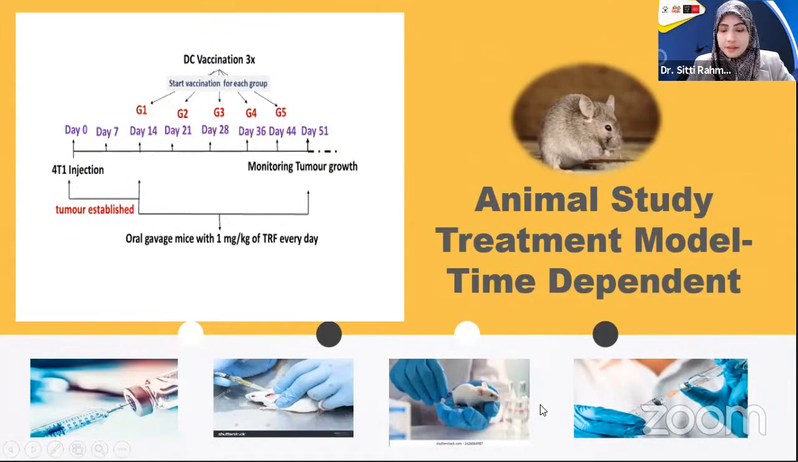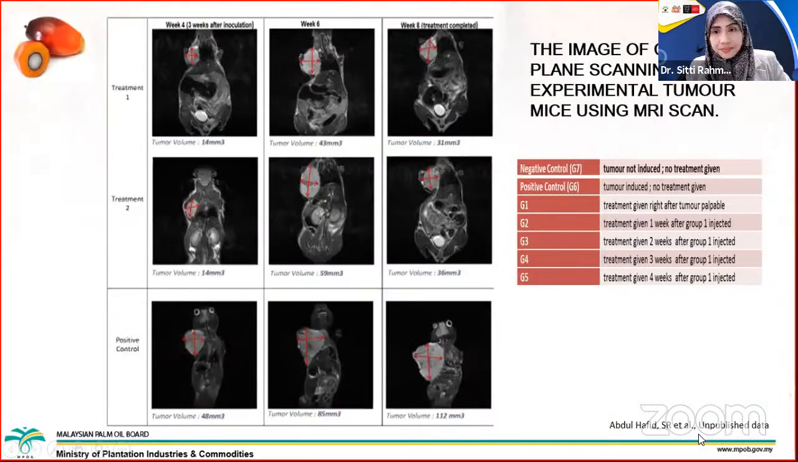G4 and G5. So in this study, we look at the image of a coronal plane scanning using the MRI scan. We can see that this is a positive control. Positive control, actually, the mice are injected with a tumor, but no treatment. We can see that from the first of the study, week 4, and then at the end of the study, it becomes bigger.